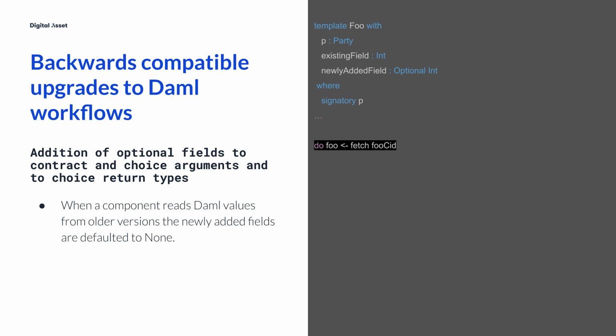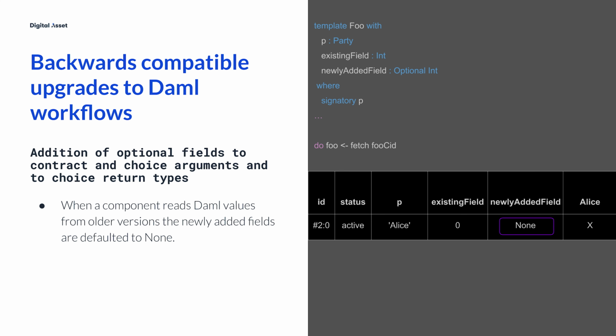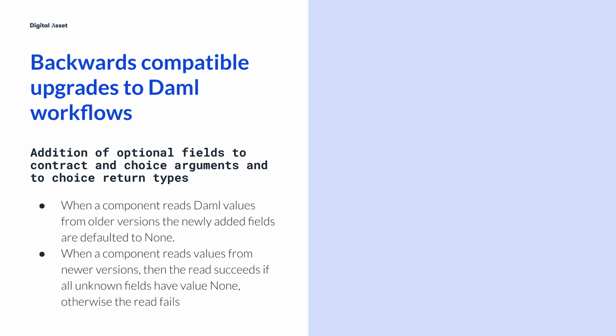When a component reads Daml values from older versions, the newly added fields are defaulted to None. When a component reads values from newer versions, then the read succeeds if all unknown fields have value None. Otherwise, the read fails as the component is missing an upgrade to deal with the newly set value.